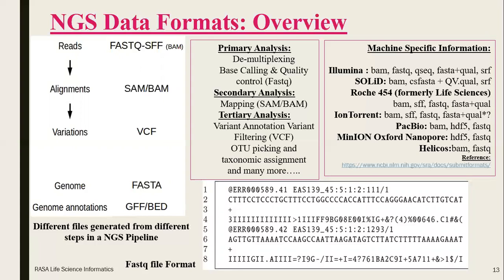So this is an overview of how different sequencing machines produce different types of file formats. The different pipelines will generate different file formats, and there are tools, of course, which will help you to convert one file format to another. And obviously, I have shown you an example of how a FastQ file looks.